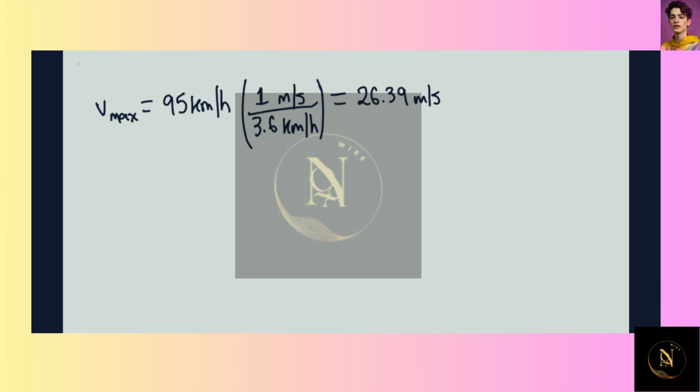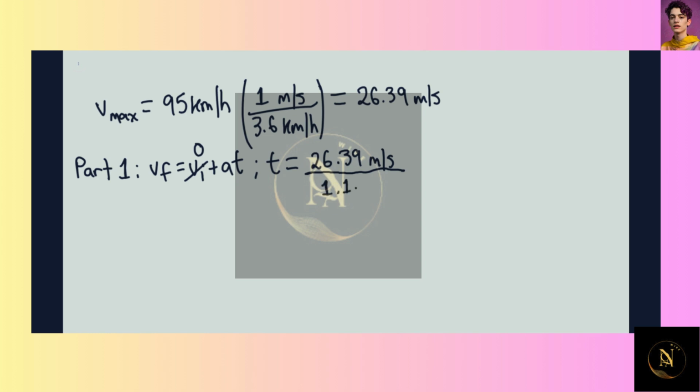At this point, we're going to evaluate the acceleration phase. So let's say part one. V final equals V initial plus AT. We know that the initial velocity is going to be equal to 0. So T is going to be equal to 26.39, our final velocity, and our maximum velocity of the train, divided by our acceleration of the train, so 1.1 meters per second squared. This is giving us 23.99 seconds.